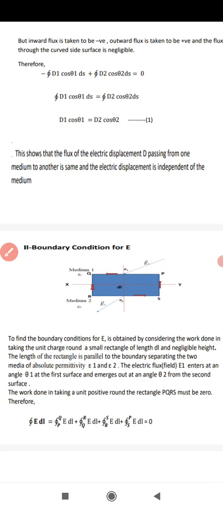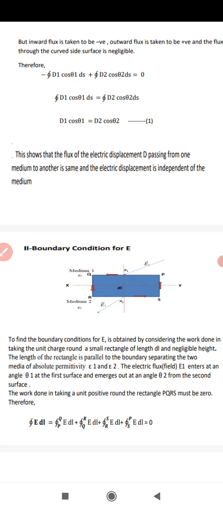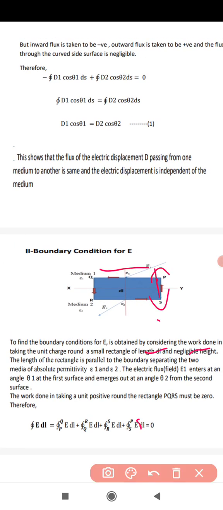The length of the rectangle is parallel to the boundary separating the two media of absolute permittivity epsilon 1 and epsilon 2. Medium 1 has permittivity epsilon 1 and medium 2 has permittivity epsilon 2. The rectangle will be parallel to the boundary between the two media.